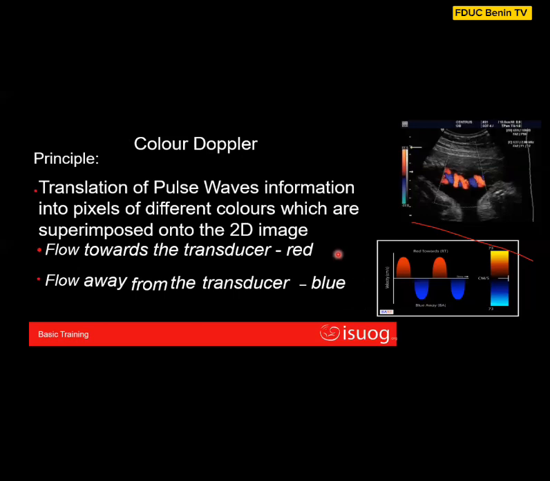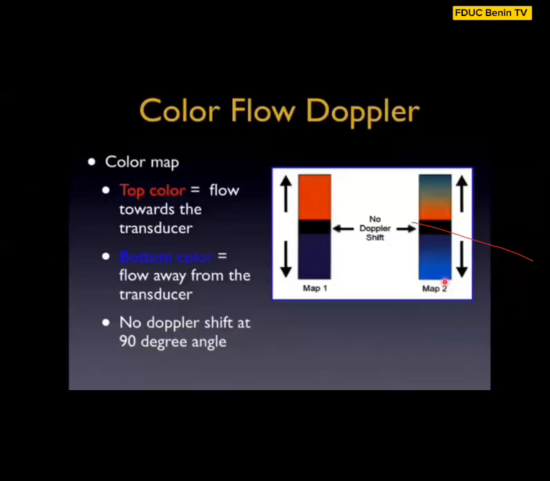Color Doppler translates pulse wave information into pixels of different colors, which are superimposed on the 2D image. So this is very important when you are doing Doppler. Red means flow towards the probe, and blue means flow away from the probe. That's color Doppler. Flow towards the probe is red, and the one away is blue.